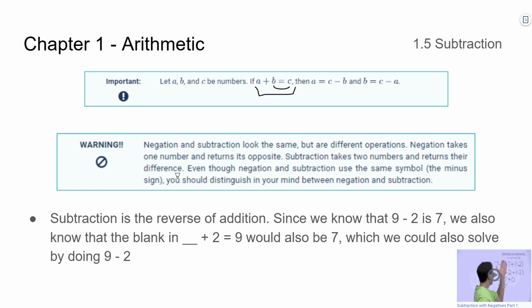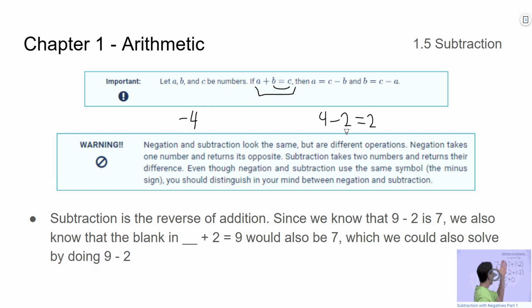Another note here is to not confuse negation and subtraction. They both use the same symbol, that minus sign. But if you say negative 4, that is not subtraction. You're not subtracting anything. If you say 4 minus 2, clearly it's the same symbol, but now you're finding the difference between 2 and 4, or you're taking 2 away from 4, which would be 2. But we're using the same symbol for two different things.